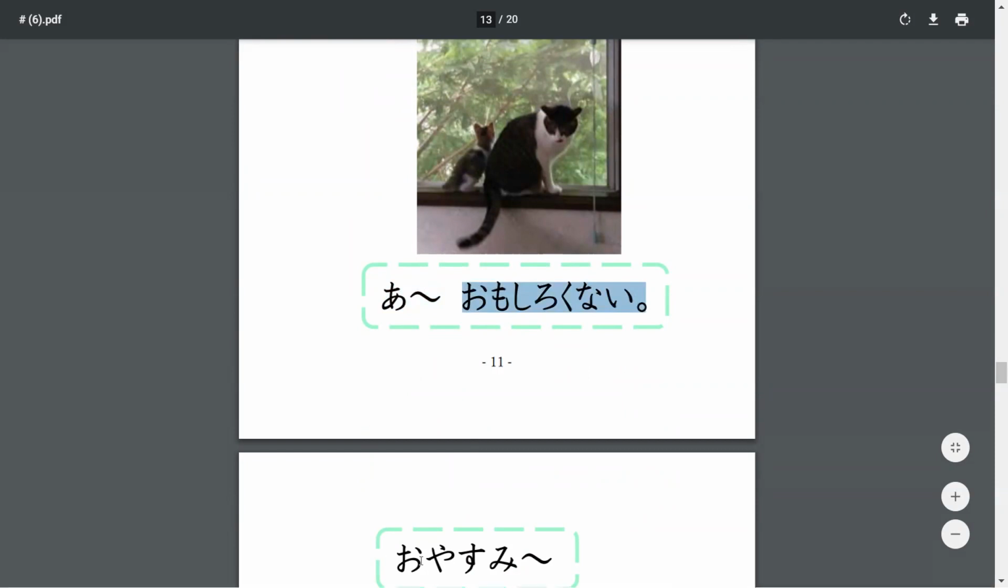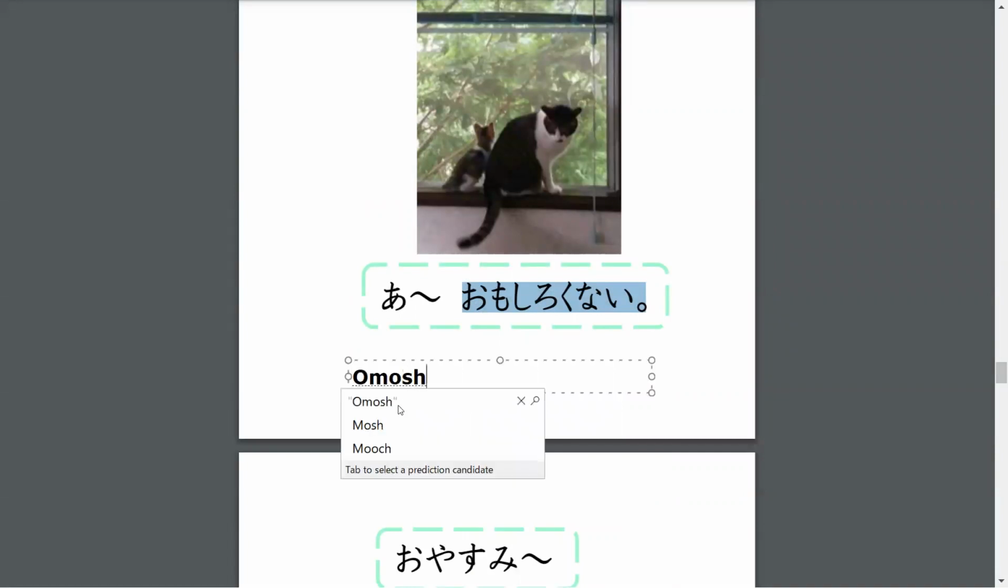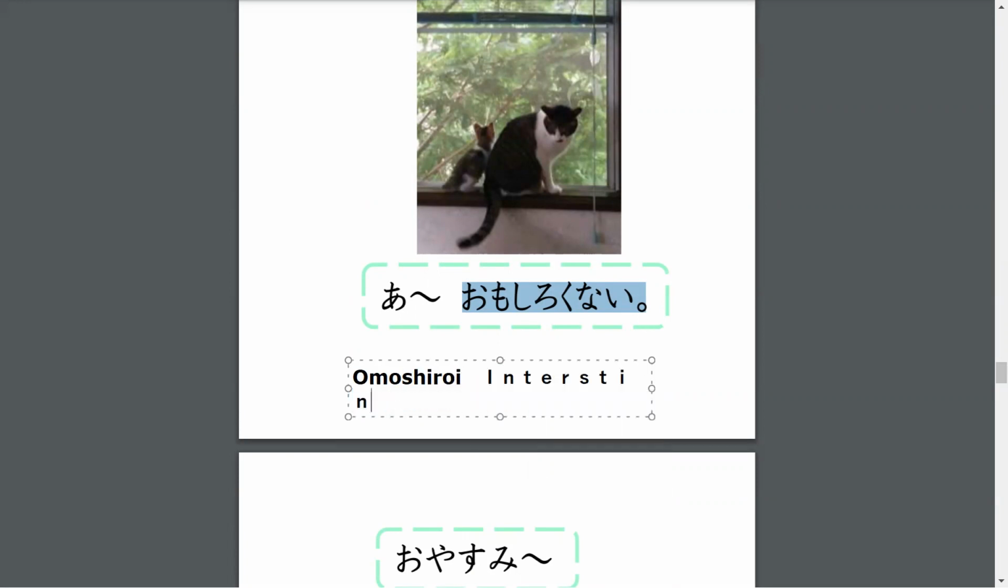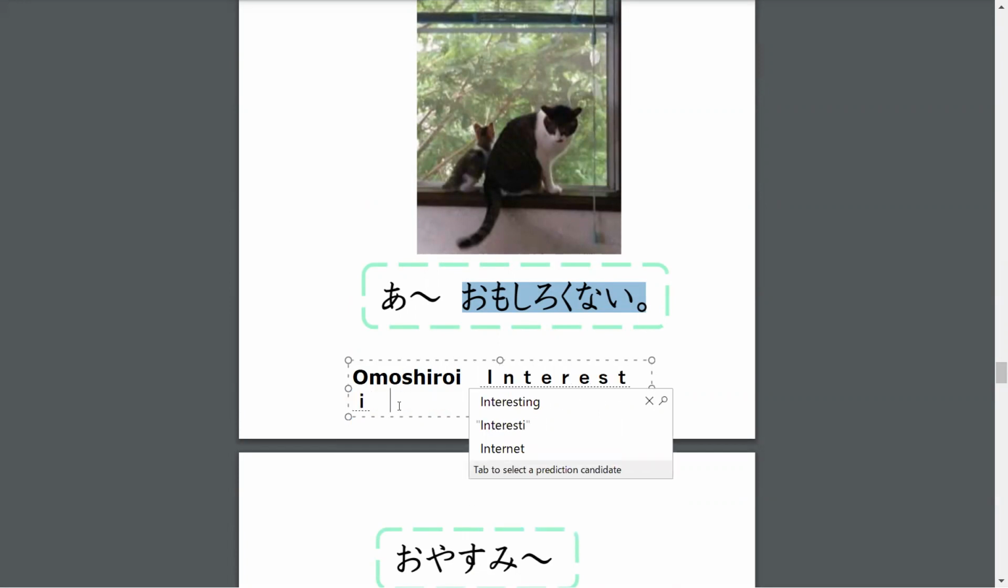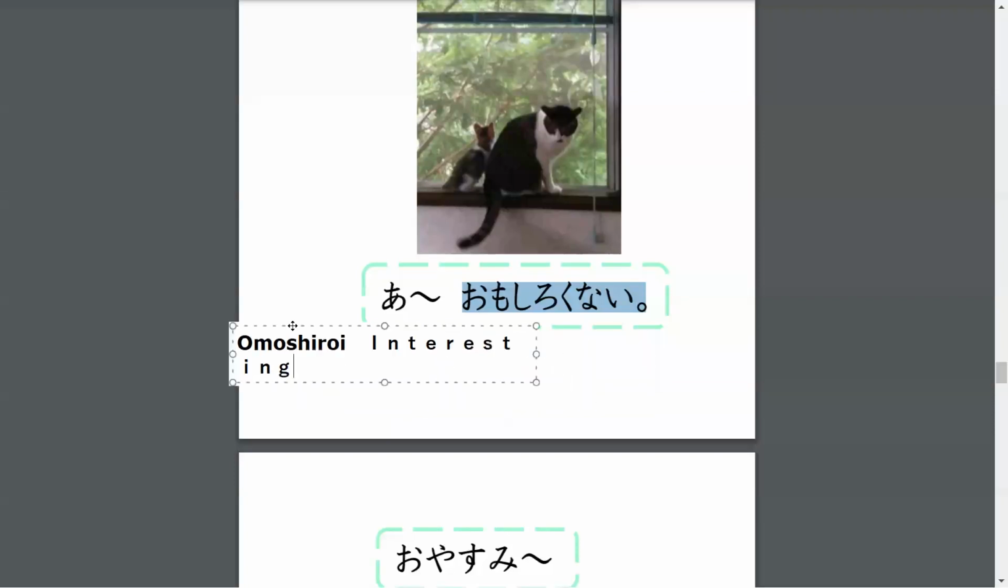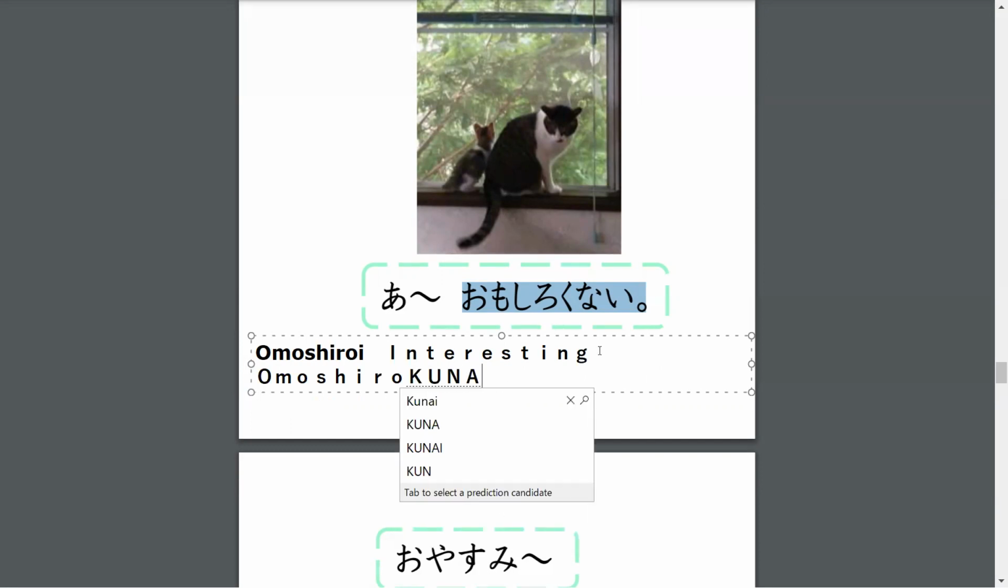Omoshirokunai. If we want to make an adjective negative, for example omoshiroi, which means interesting, we change omoshiroi by dropping the i and adding kunai. Omoshirokunai. So it becomes not interesting.